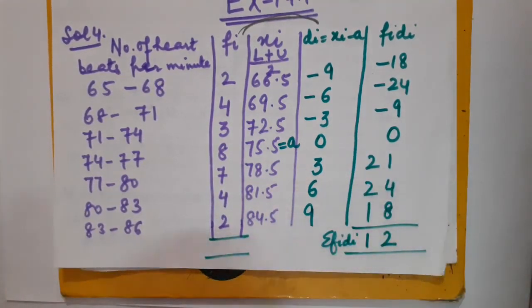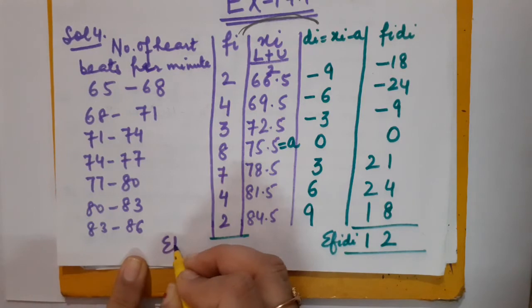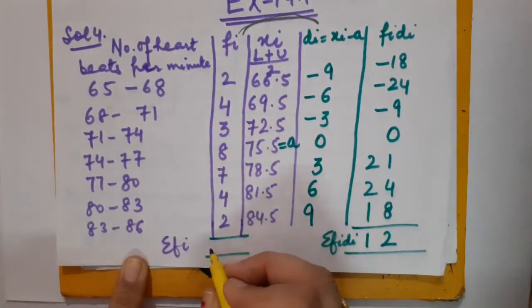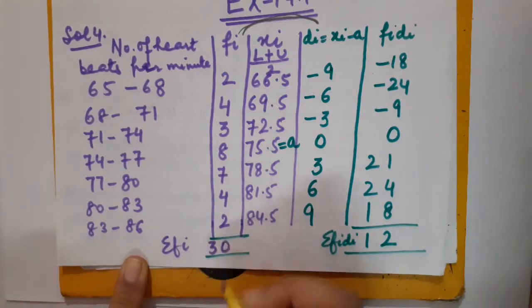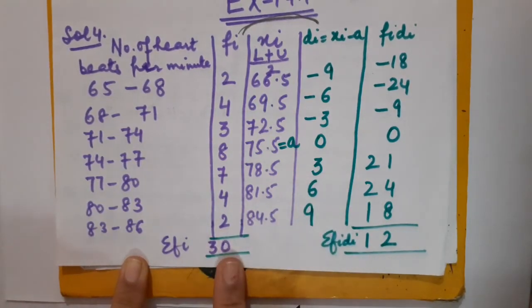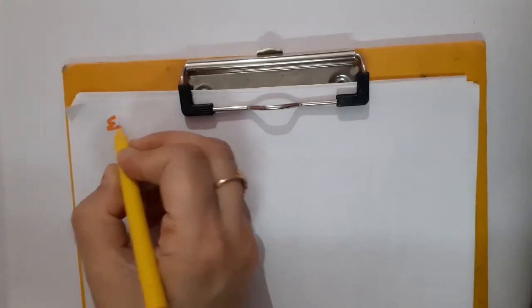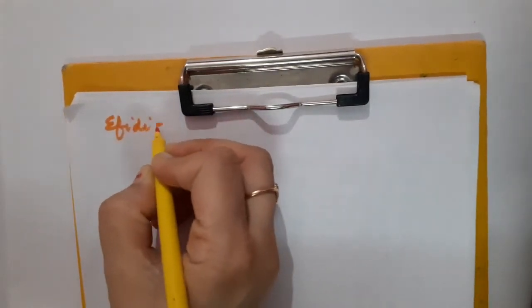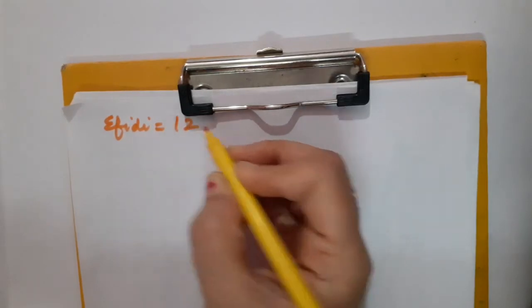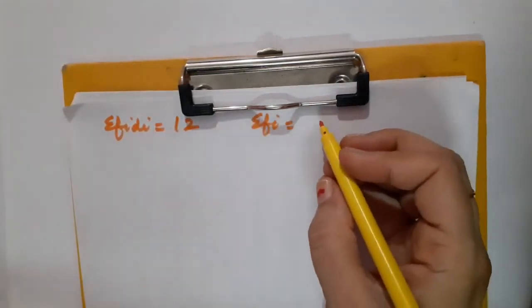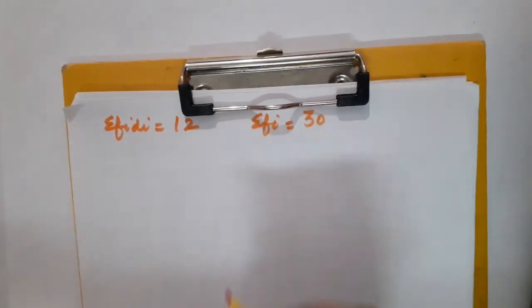Now I will be calculating sigma Fi. So what is to be done? Sigma means nothing but the addition. Sigma Fi, the summation total, you know that there were total 30 women whose heartbeats were going to be examined. So the summation is 30. Now children, sigma Fi di I have just calculated, which is equal to 12, and sigma Fi, that is the sum of all the frequencies, is equal to 30.